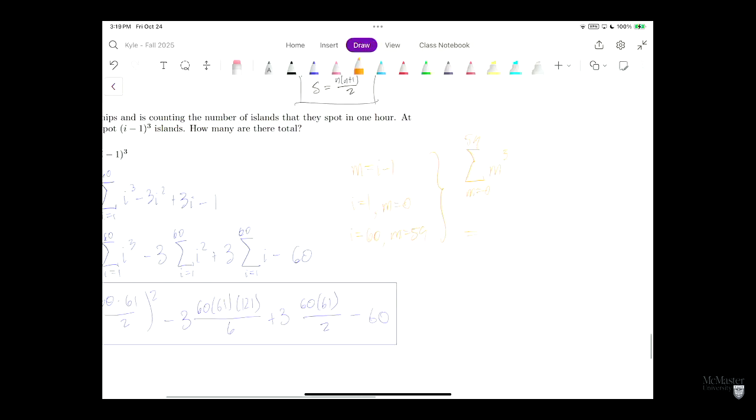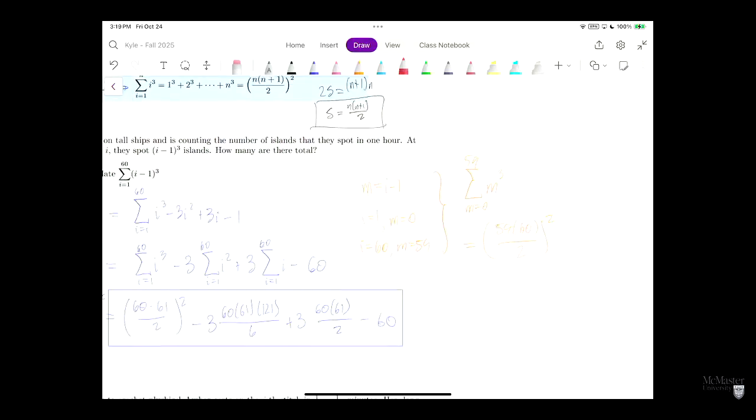So this is just, we plug in the Gauss's trick formula. This is just 59 times 60 times 119 over, oh, no, that's not correct. This is just 59 times 60 over 2 squared. So now, we just proved that these two numbers are equal.